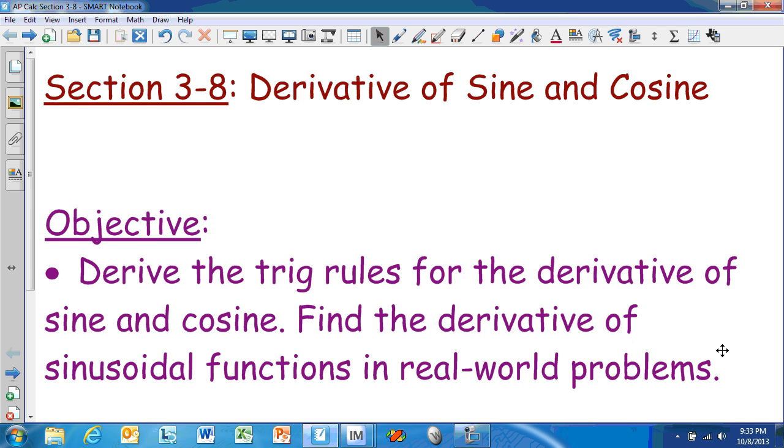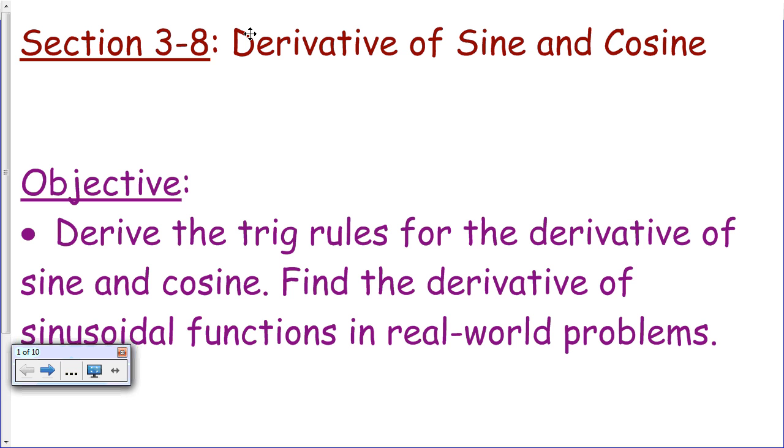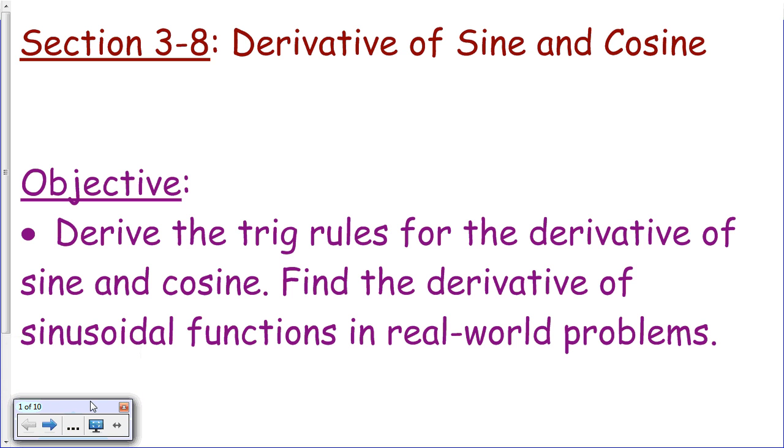Section 3-8 is on the derivative of sine and cosine. The objective of this section is to derive the trig rules for the derivative of sine and cosine. If you recall, in section 3.7 we talked about those. It actually was introduced in 3.6, but we proved, I guess, graphically what the derivatives of sine and cosine are, and we're going to take an algebraic approach now to prove those.